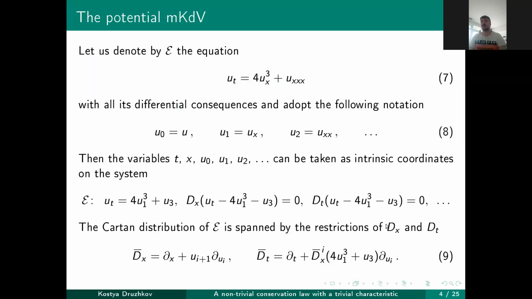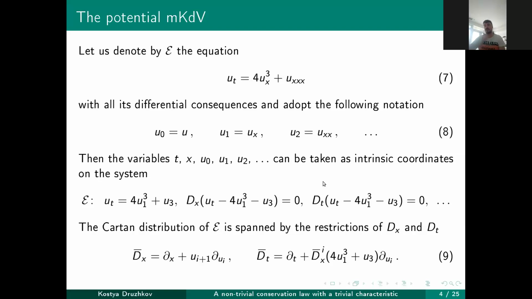So let's begin with the talk itself. Let's denote by epsilon the potential modified KdV equation given by formula 7. And epsilon means the equation itself together with all the differential consequences. Now let's adopt the notation 8. So we denote u as u0, ux as u1, uxx as u2, etc., the infinite number of derivatives. Then the variables t, x, u0, u1, u2, and so on can be taken as intrinsic coordinates on this system epsilon. System epsilon is once again described here. So we just consider the original equation plus all these differential consequences of all orders.